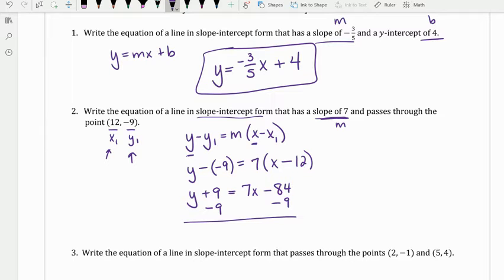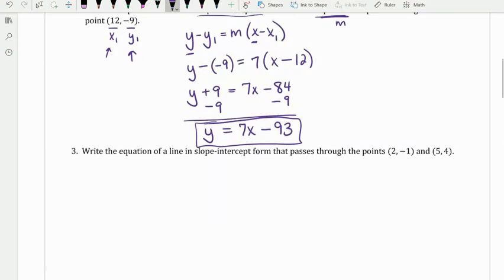So I'm just going to put it with the 84, and that will give us just y on the left side equals, our 7x stays the same, negative 84 minus 9 would become a negative 93. A lot of people just made some sign mistakes on that one, so be really careful with your signs. Pay attention to your details, okay?